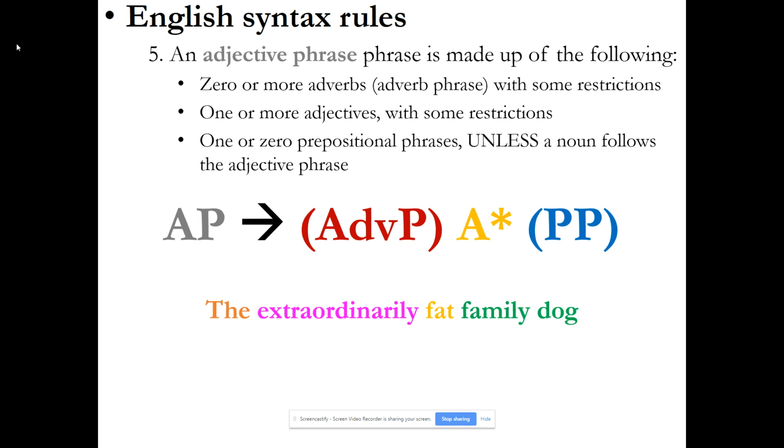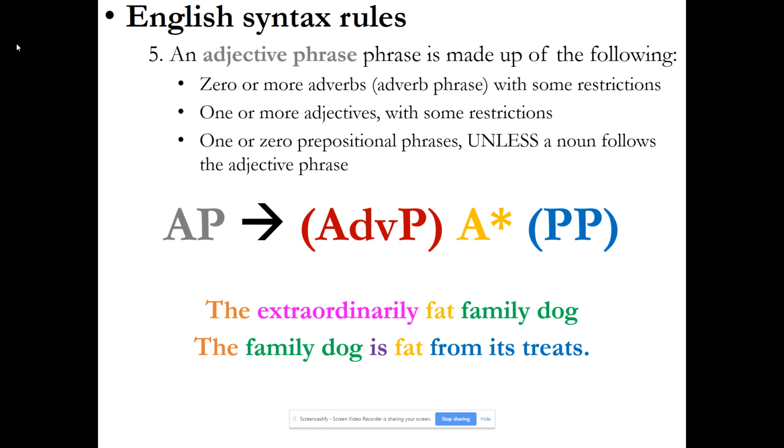But together, one adverb, but remember, one adverb is also an adverb phrase. So, determiner the, extraordinarily adverb phrase, fat adjective, family dog. That's the noun that would, of course, go after that. The extraordinarily fat, in that case, is the adverb phrase, or excuse me, adjective phrase. The family dog.